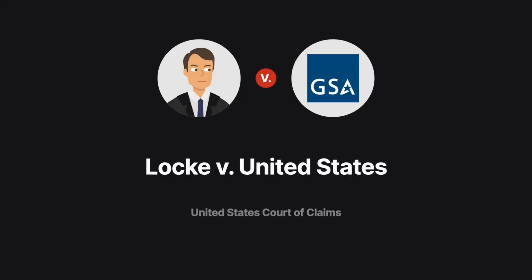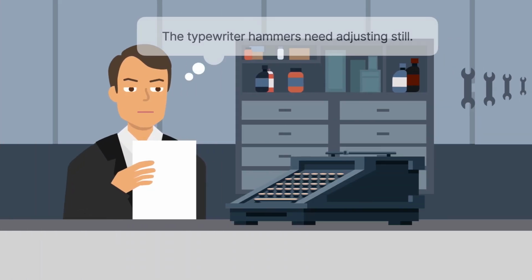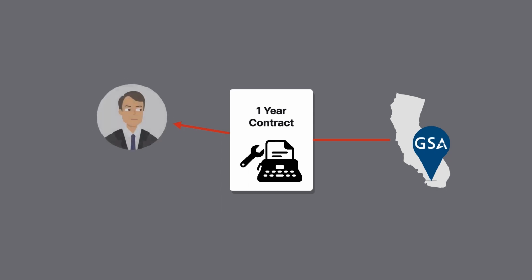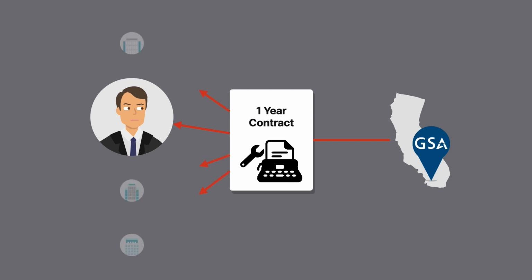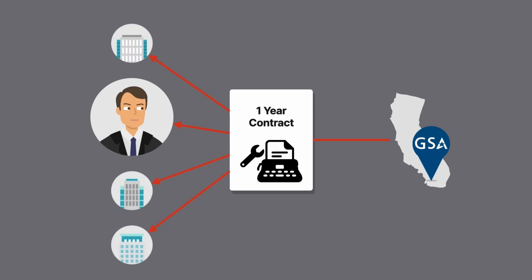The United States Court of Claims answered this question in Locke v. United States. Harvey Locke owned a typewriter repair business. Locke bid on and was awarded a one-year government contract to provide typewriter repair services to federal offices in the San Diego area. 3 other repair companies received similar contracts.